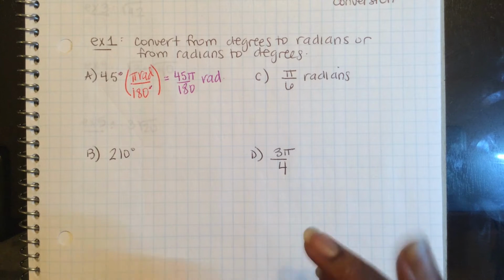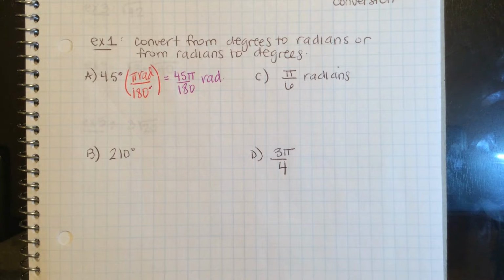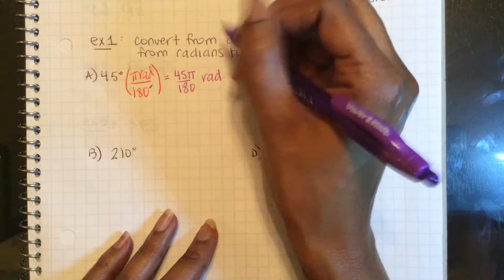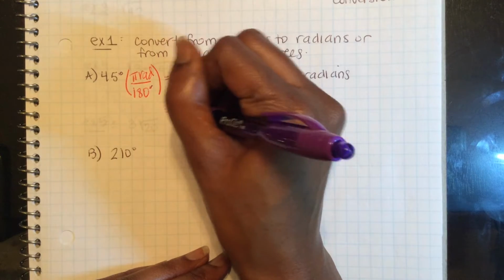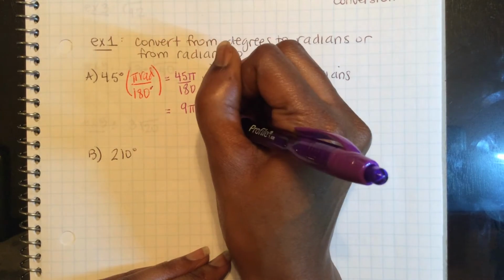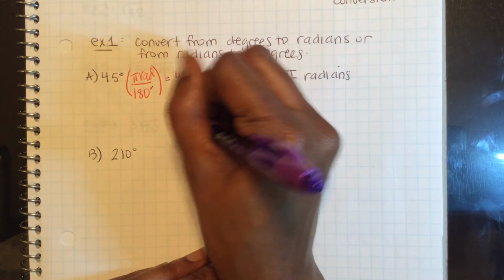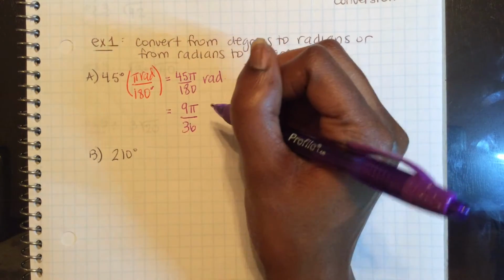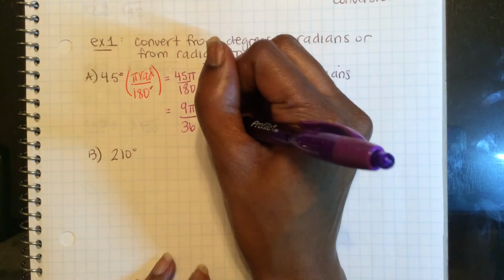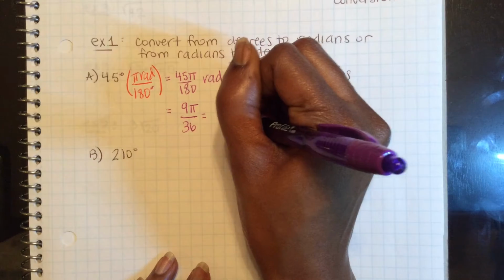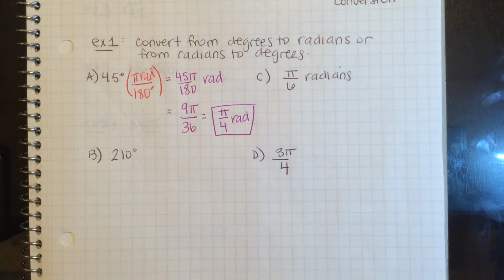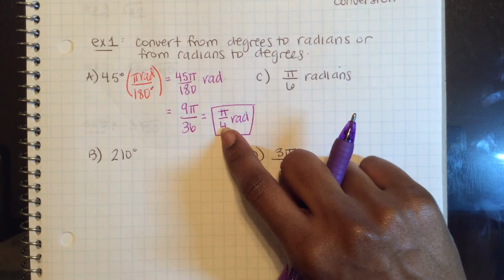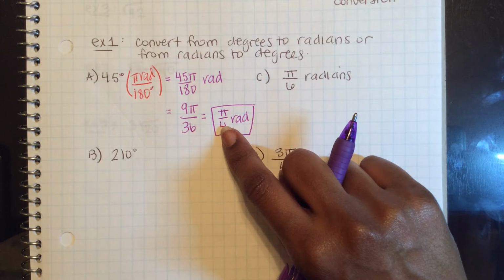Now that's great, but we always need to simplify our rational expressions. So I want to divide by 5 on top and bottom. I get 9 pi over 36. Now both of those are divisible by 9, so that becomes pi over 4 radians. So usually we know our angles in radians when there's a pi, but not always.